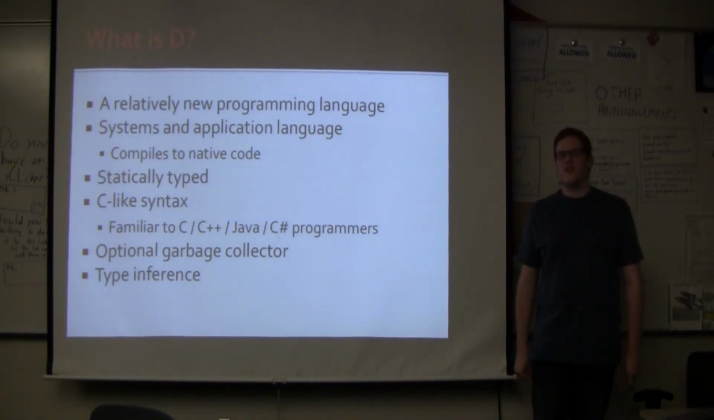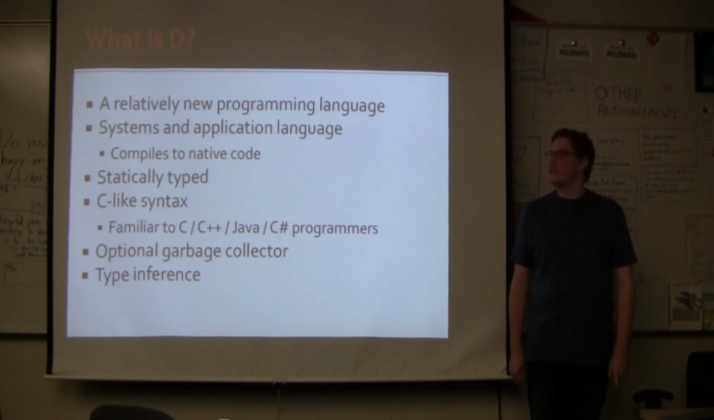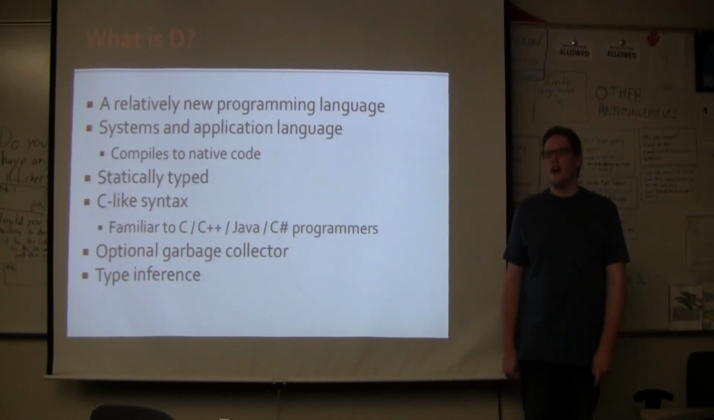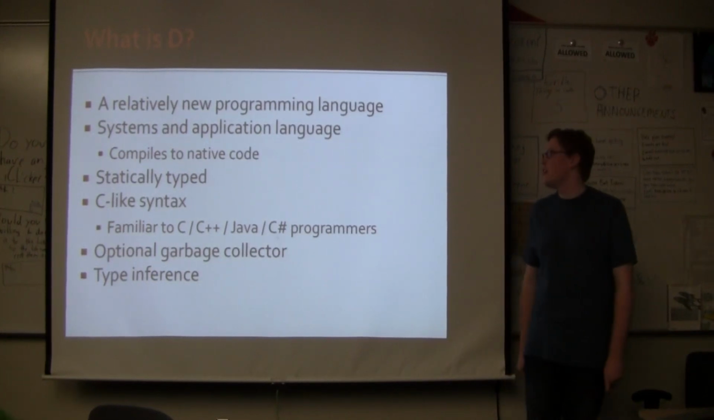Development started in 2001 by a company called Digital Mars that used to make C and C++ compilers. It's grown through the years, and it's aimed at being a systems and applications programming language. So that means you can write both native application code as well as operating systems in D.